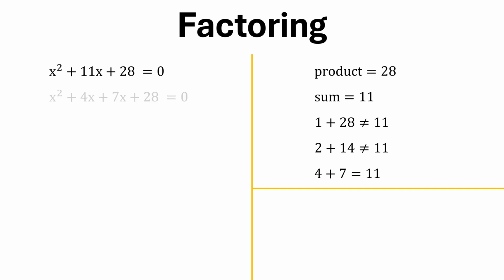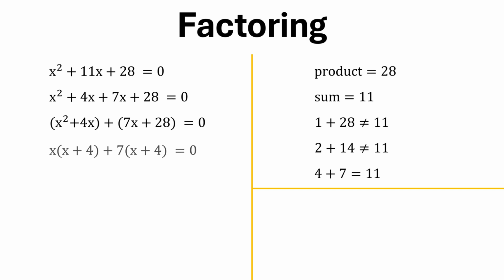So 11x now becomes 4x plus 7x. Now, our equation is x squared plus 4x plus 7x plus 28 is equal to 0. We can group the first two terms and then group the last two terms. We can factor x out of the x squared plus 4x, and we get x times x plus 4. And we can factor 7 out of 7x plus 28, and then we get 7 times x plus 4. Next, factor out x plus 4, and we get x plus 4 times x plus 7 equals 0.